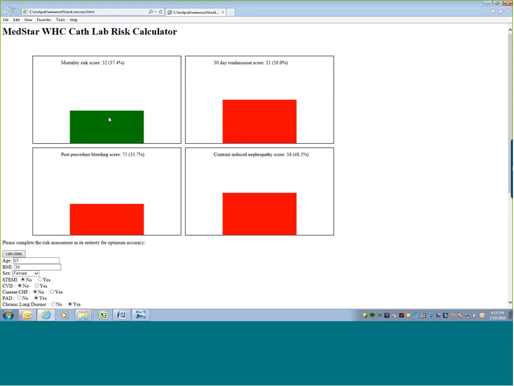For mortality risk, it's low. For 30-day readmission, high, post-procedure bleeding, high, and contrast-induced nephropathy, high.